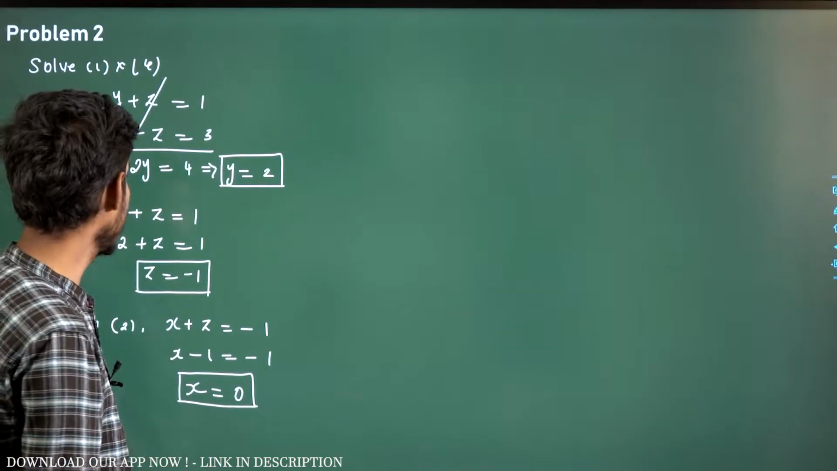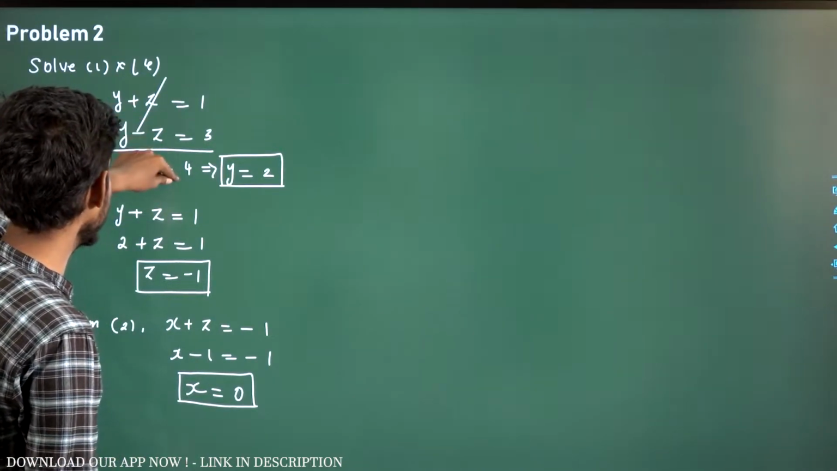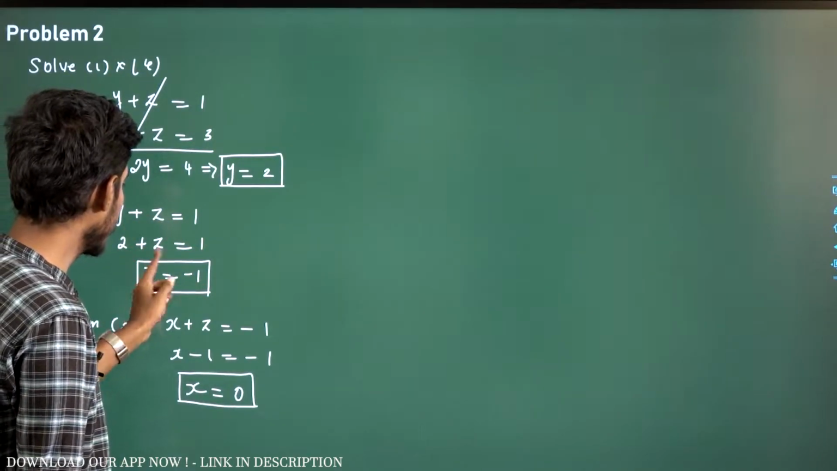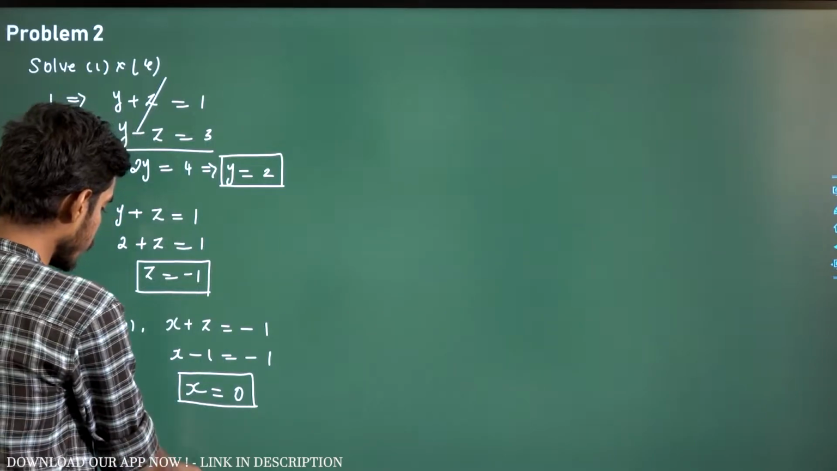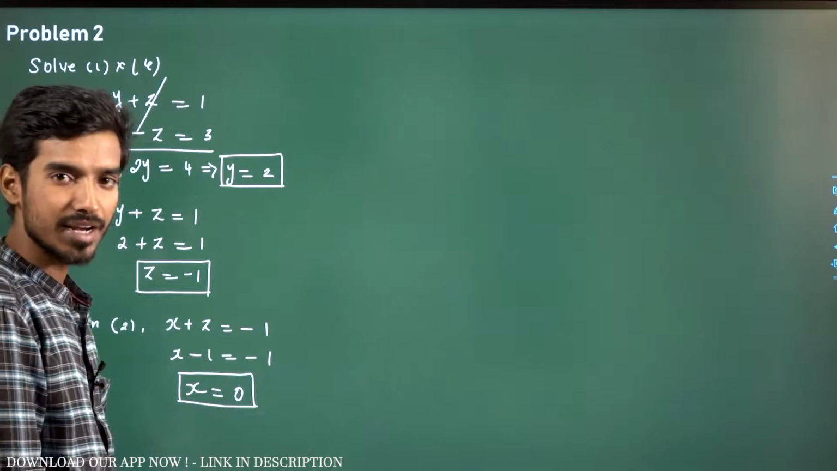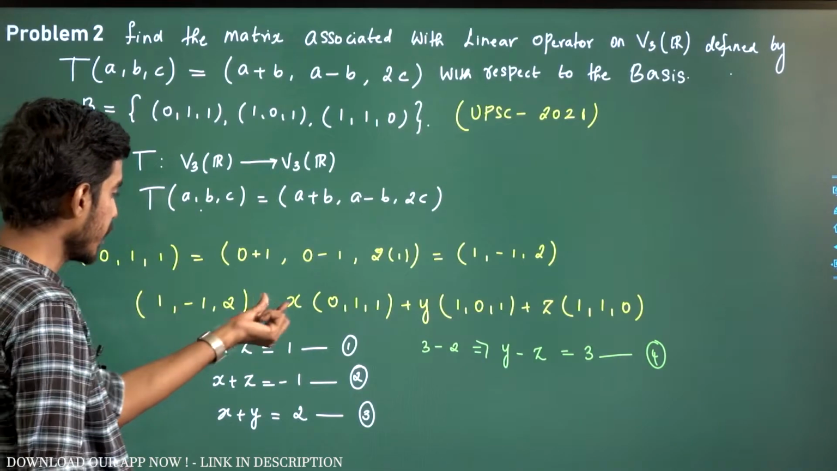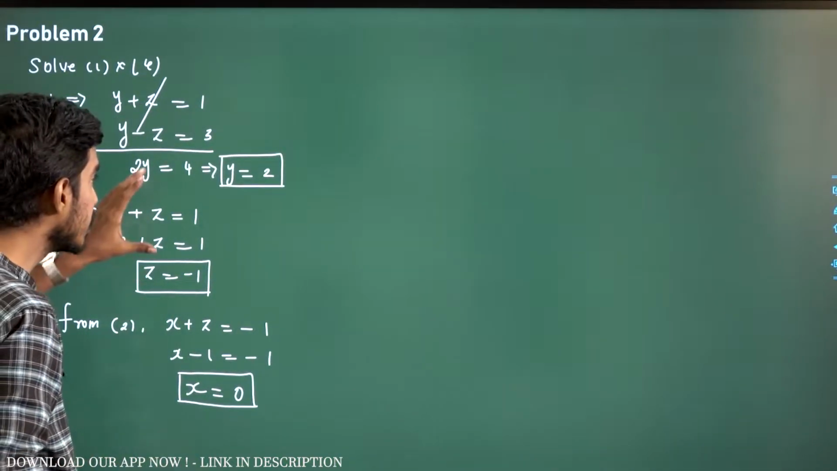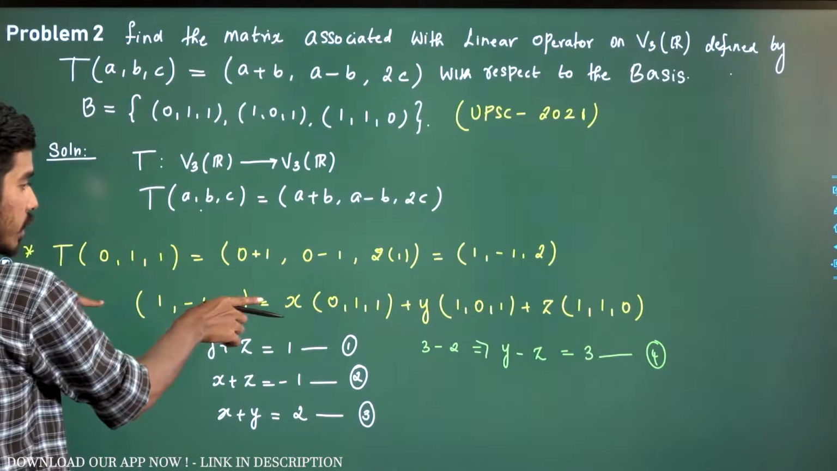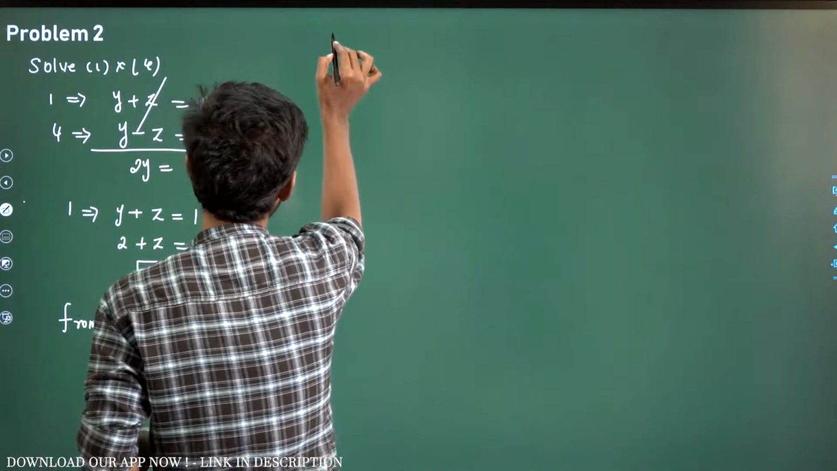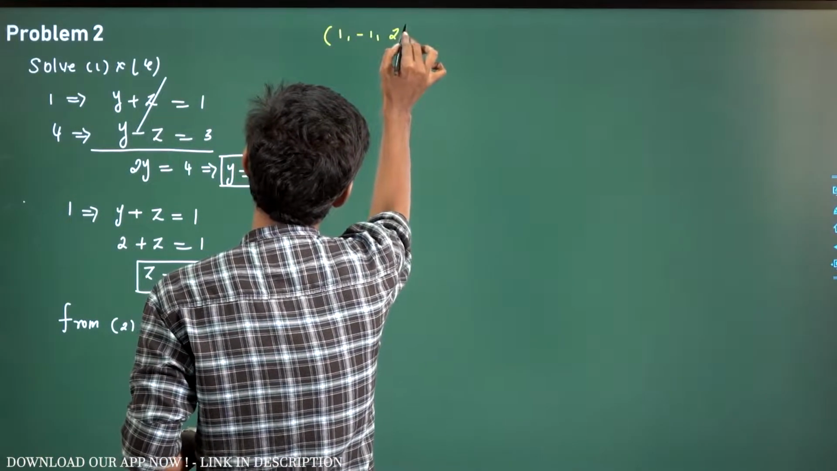So we have x equal to 0, and 2y is equal to 4, that means y is 2. We know y plus z is 1, so y is 2 means z is equal to minus 1. And we have x plus z equal to minus 1 here, so x is equal to 0. Very simple. So we have found x equal to 0, y equal to 2, z equal to minus 1. Let us write it here. The corresponding xyz that we need is 1 comma minus 1 comma 2.